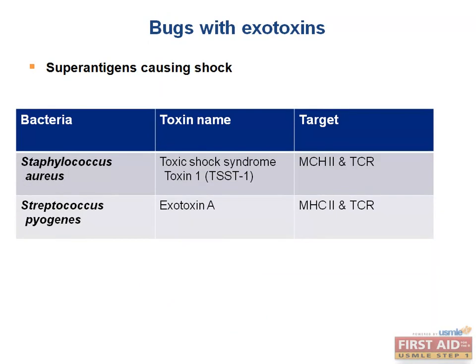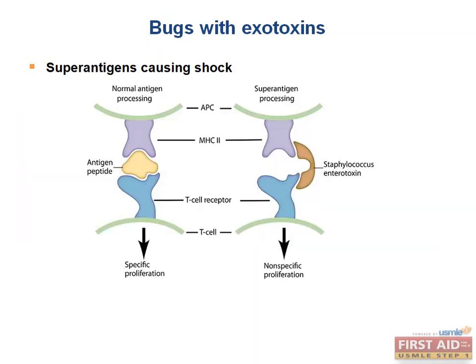Staph aureus produces a superantigen known as toxic shock syndrome toxin 1, which, as the name implies, results in toxic shock. Strep pyogenes can also produce a superantigen known as exotoxin A. Superantigens are particularly dangerous because they can cause non-specific interactions between MHC class II receptors and the T-cell receptors.